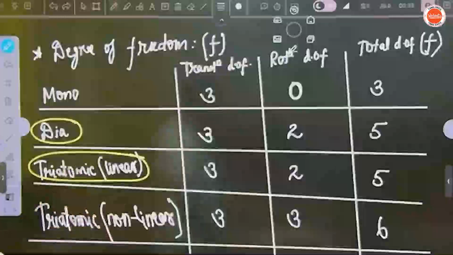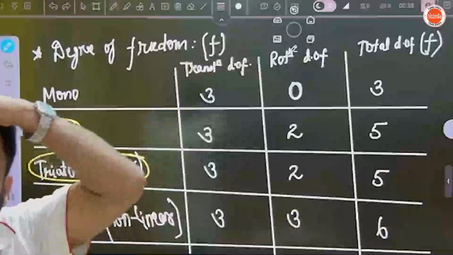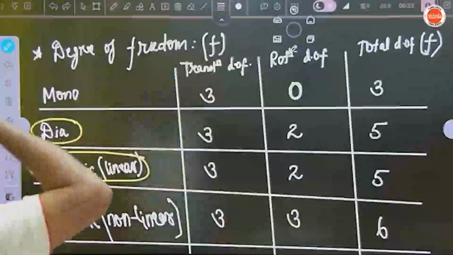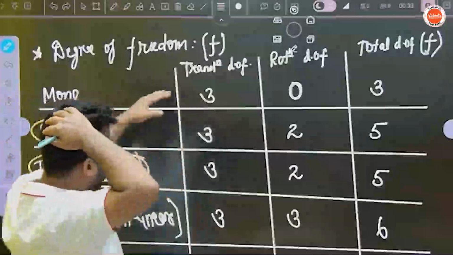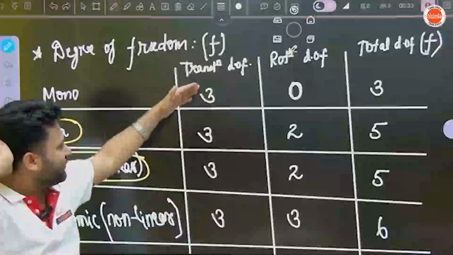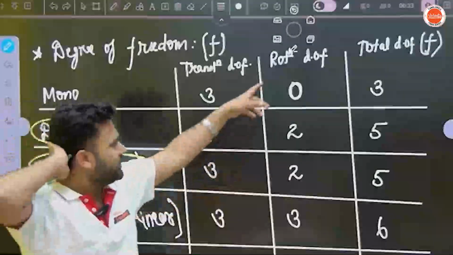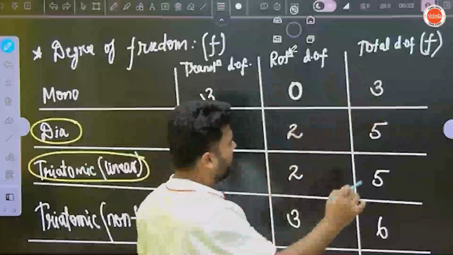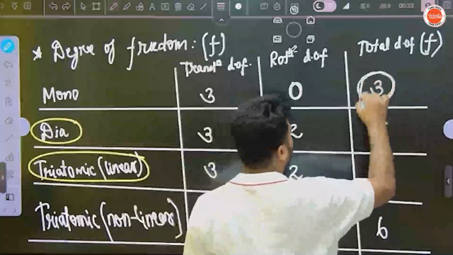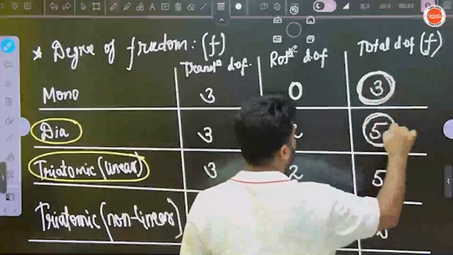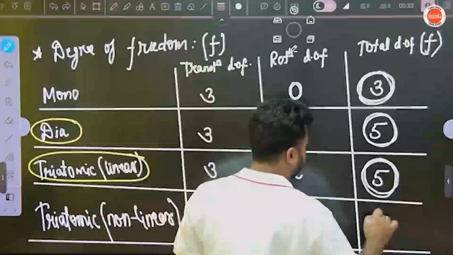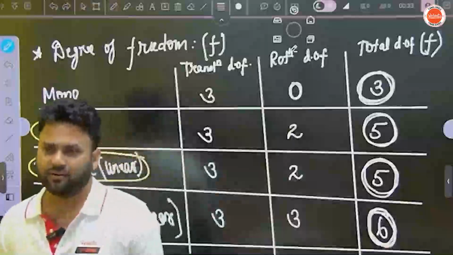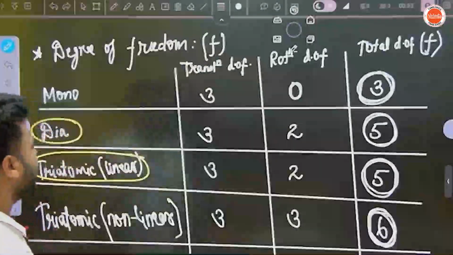These are very important things. Very, very important. I wonder how you people don't know. So you learn these values. The translational degree of freedom 3, 3, 3 for all, rotational 0, 2, 2, 3. Total degree of freedom, this value you should remember at any cost: 3, 5, 5, 6. Correct?